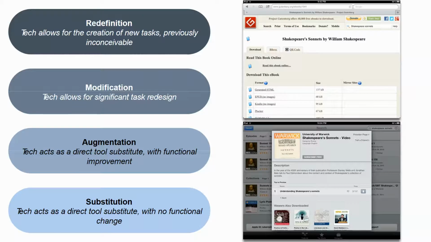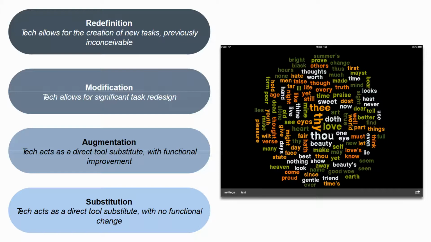So here's an idea of looking at different levels of SAMR. If you were doing Shakespeare's sonnets, for substitution, you would just be looking at the sonnets and making a notebook of the sonnets. Okay, so that's just substitution. You're just copying them down. For augmentation, you're taking those... I think that's more modification. I would put this in modification.